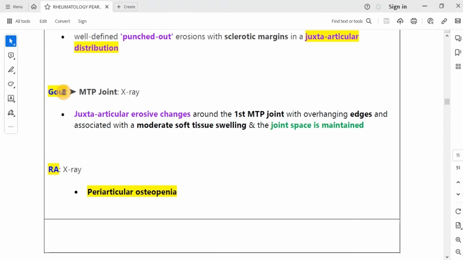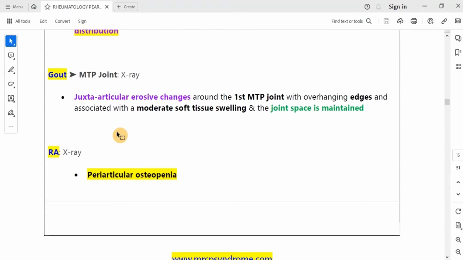In case of gout, usually the first MTP joint is most commonly involved. Juxta-articular erosive changes around the first MTP joint with overhanging edge, associated with moderate soft tissue swelling, and the joint space is maintained. So just remember, the joint space would be reduced in case of osteoarthritis. In almost all other conditions, the joint space is maintained. And in rheumatoid arthritis, the earliest radiological finding would be periarticular or juxta-articular osteopenia.